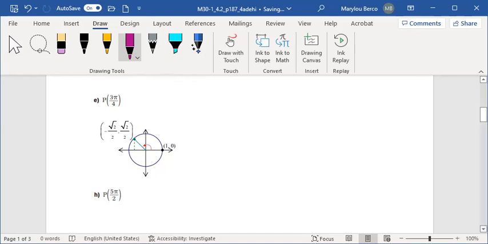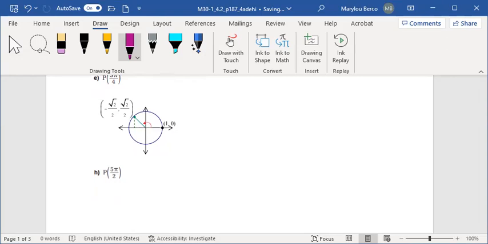H, P of 5 pi over 2. Okay, so for P of 5 pi over 2, if we're going 5 pi over 2, 2 pi is one complete rotation, plus pi over 2. So that's 1 and 1 quarter, right? So P of 5 pi over 2 is equal to (0, 1), which is right here.